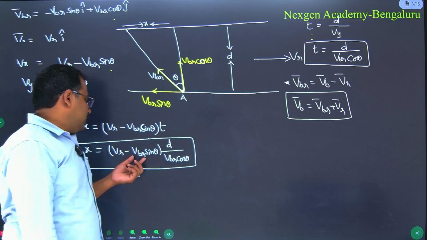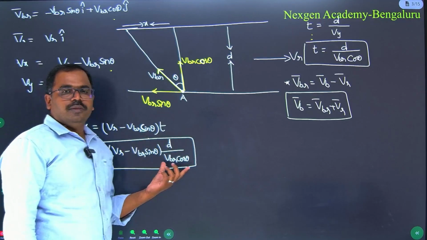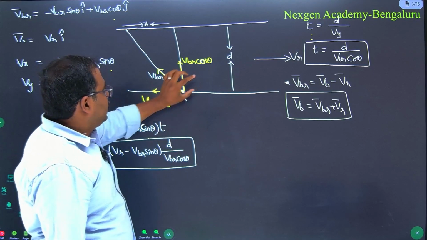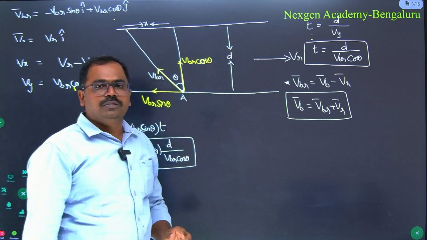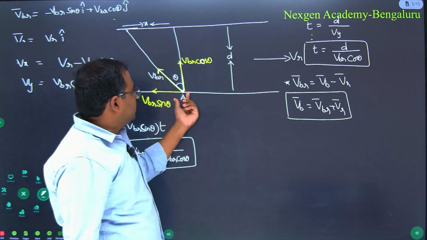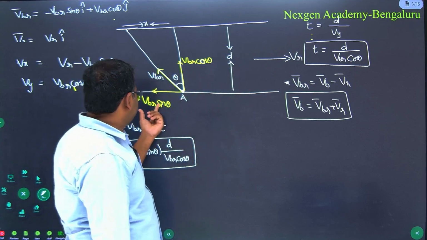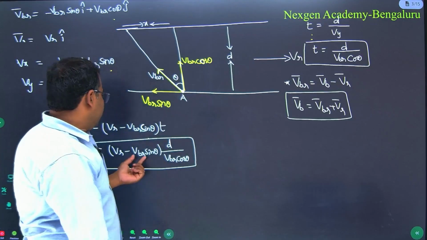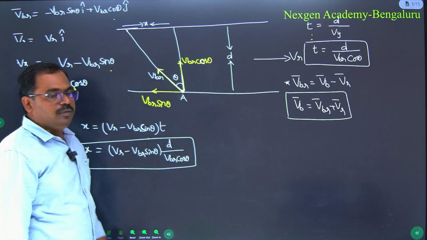Sir, why do you take minus VBR sin theta here? If you ask that question, this VBR sin theta and VR are in the opposite manner. The velocity of the river and this VBR sin theta are exactly opposite to each other. Therefore, we are getting VR minus VBR sin theta.